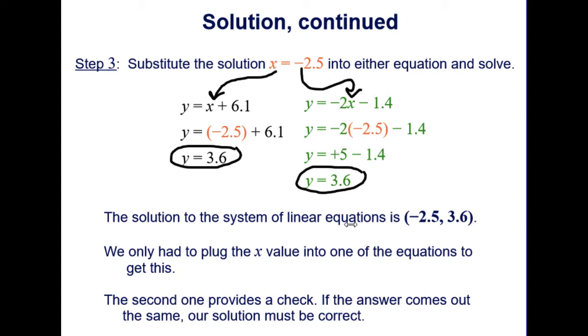So that means the solution to this system is negative 2.5 comma 3.6. Again, we only had to plug the x value into one of these equations to get this. The second one is more of a check. You could do it. It's not going to hurt, but it's just going to take a little more time. The answer should be the same for both, though. You should have the same y value for both.